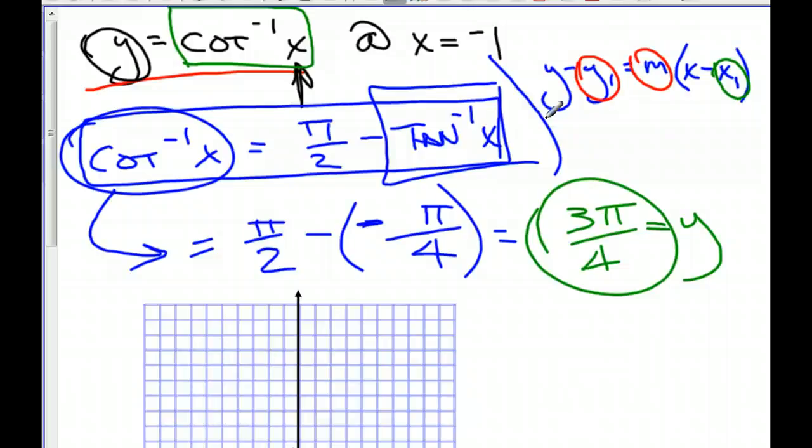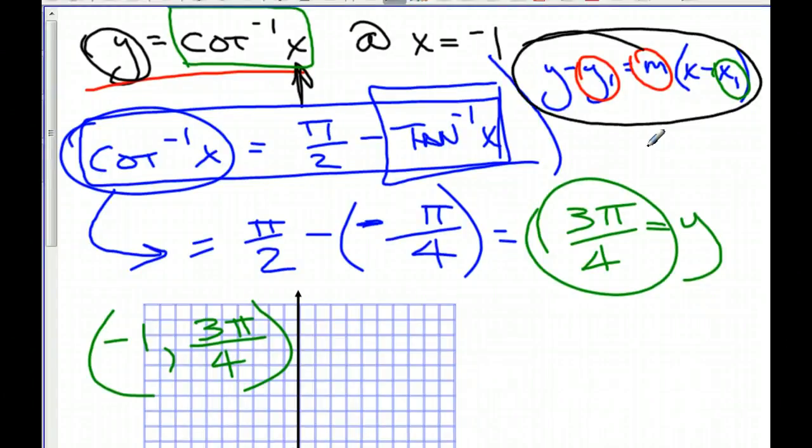So now I have my x value and my y value. So there's my x and y. As far as going back to my point slope form of the equation that I had up here, I can plug in -1 for my x value and 3 pi over 4 for my y value. Now all I have to do is find the slope.